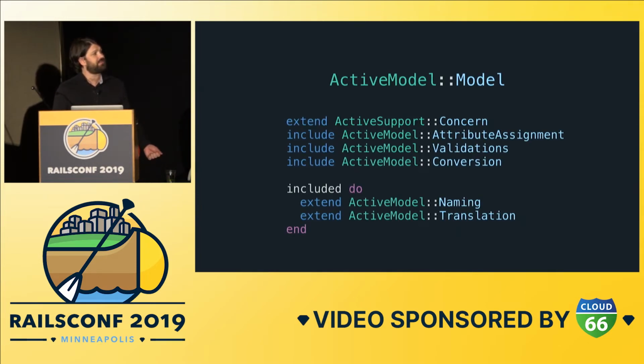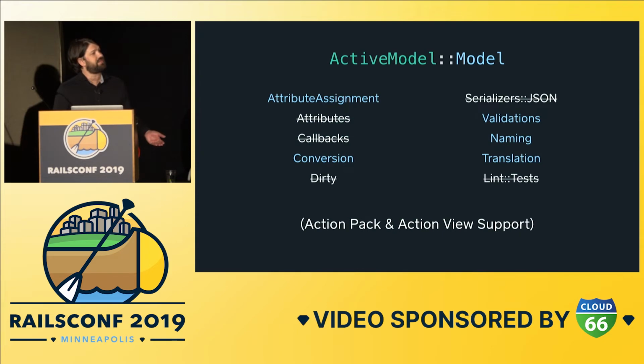When you include ActiveModel::Model, this is code from that module, it will automatically include the attribute assignment, validations, conversion, naming, and translations. So why does it do that? It is for Action Pack and Action View support. When you're using your model in your view, it knows about the things that Rails needs to know about the model in order to have the automagic parts work. It does not include the attributes, callbacks, dirty, JSON serializers, or the lint test. So we'll look at those individually.